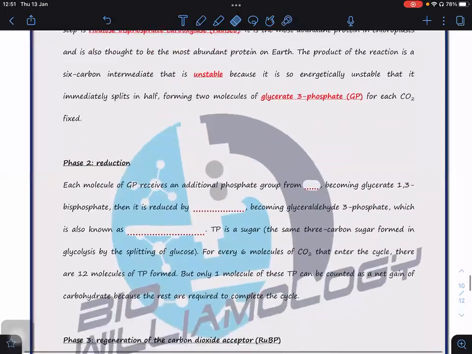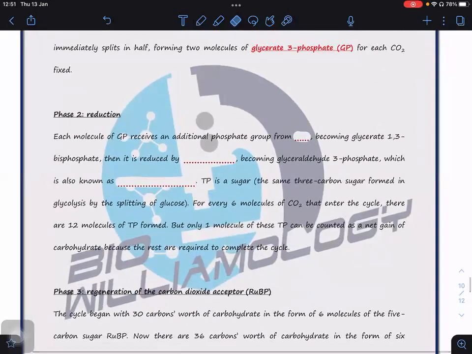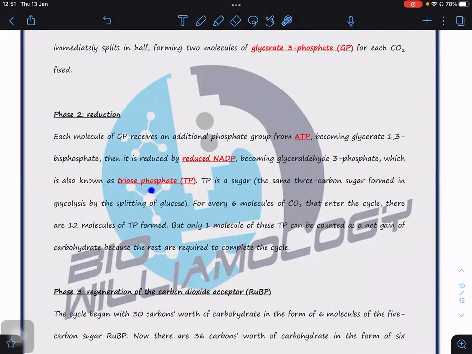Next, the reduction phase. Each molecule of GP receives an additional phosphate group from ATP, becoming glycerate 1,3-bisphosphate, but you do not need to know about this. Then it's reduced by reduced NADP, becoming glyceraldehyde 3-phosphate, which is also known as triose phosphate. So be careful about this term, guys. Sometimes in a certain book, they use the word glyceraldehyde 3-phosphate, which means triose phosphate in our syllabus. Be careful, this is glycerate.